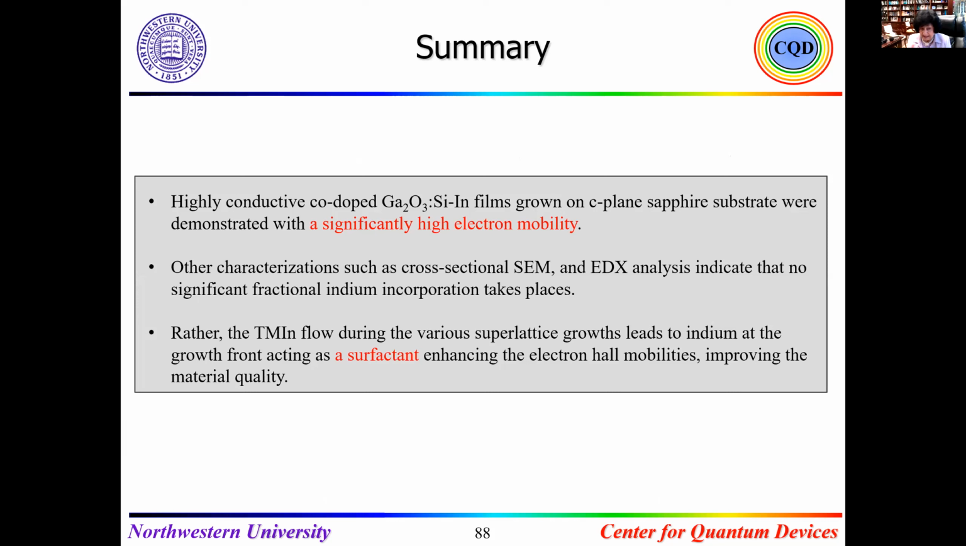At the present time, we demonstrated trimethyl indium flow during the various superlattice growth. We did different structures and didn't see any incorporation, and we found that at the present time it plays only as a surfactant, enhancing the electron hole mobility and improving the material quality.